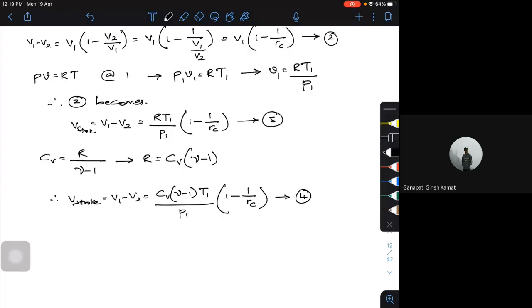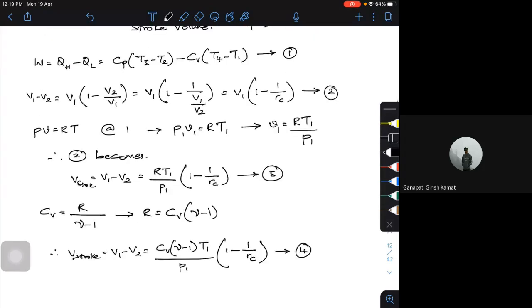Now I have the expression for the work done in terms of Cp and T3 and so on, and the expression for V1 minus V2. What I'm going to do is substitute for T2, T3 in terms of T1, then simplify this expression, and I will get the expression for the mean effective pressure. That's what I'm going to do.